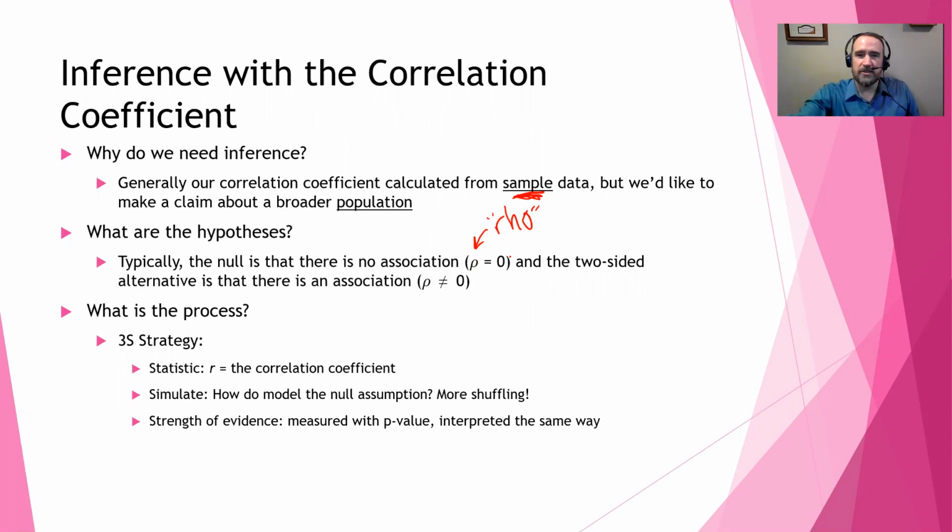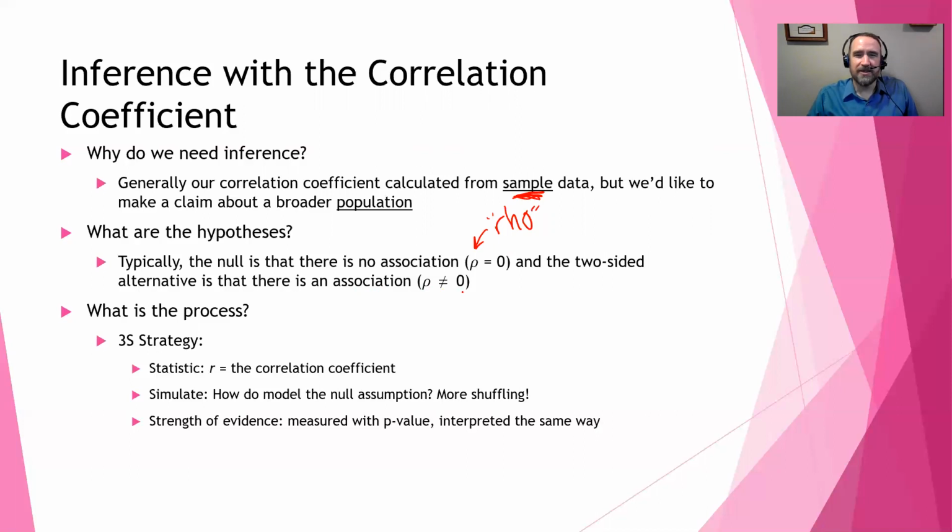No association is that rho is zero, and we saw that when we talked about the strength of the relationship. If we get closer to zero, it's weaker. If you have a zero correlation, that means there is no relationship at all, that the two variables are not connected. Typically we do a two-sided alternative that there is some kind of association: rho is not zero. Sometimes we can do a one-sided alternative, that we think we're going to see a positive association or a negative association.